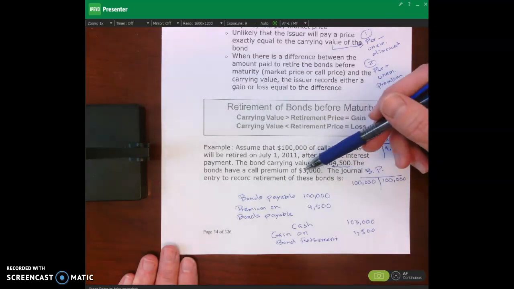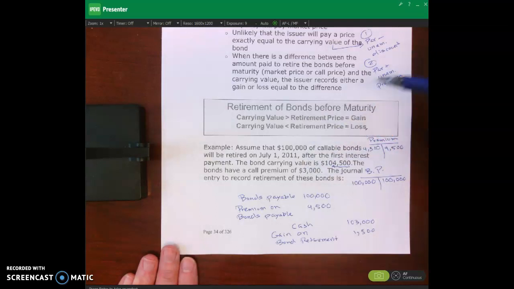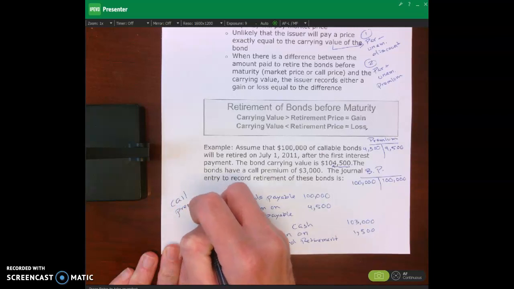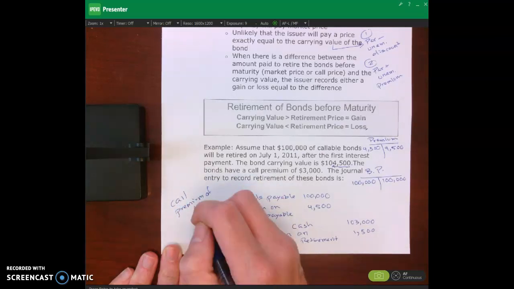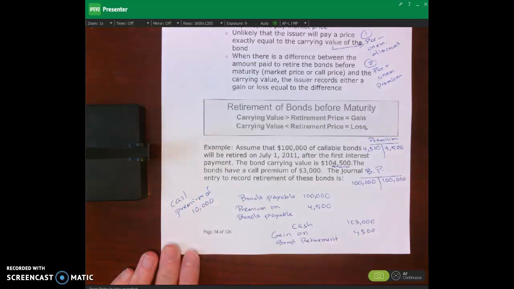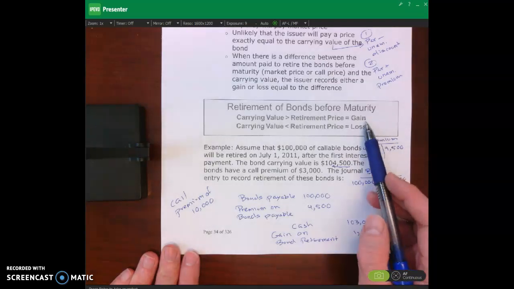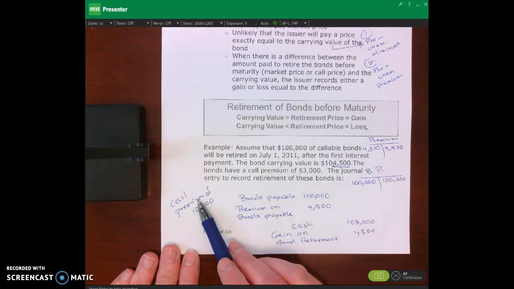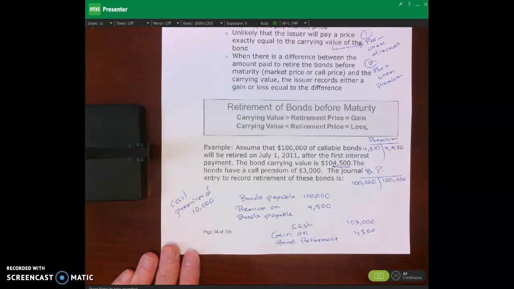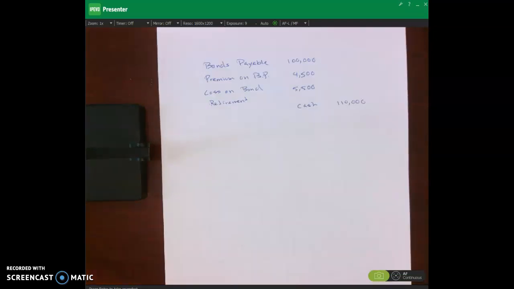But rather than having a call premium of 3,000, I want you to have a call premium of 10,000. So the call premium is not 3,000, it's 10,000, okay? So I want you to think about whether there'll be a gain or a loss with a call premium of 10,000 and do the entire journal entry, okay? So I want you to pause the lecture video, do the journal entry, and then come back and check your work, okay?